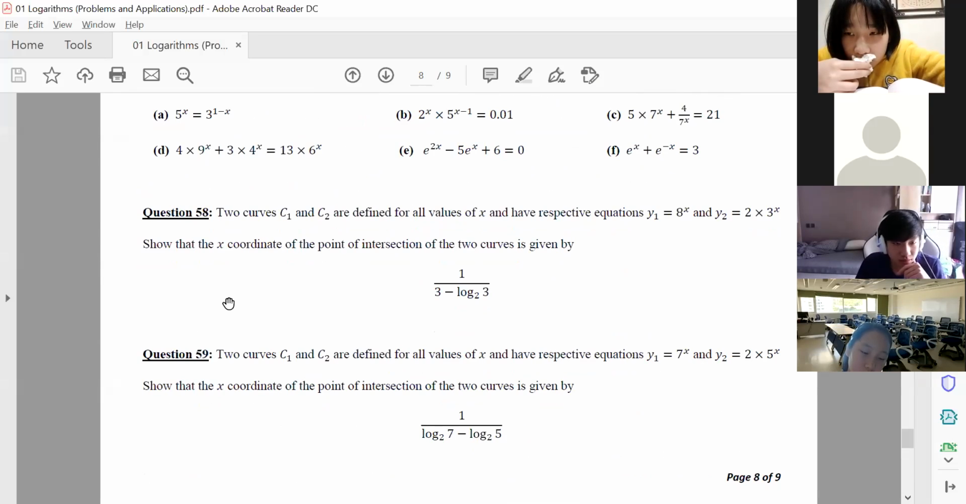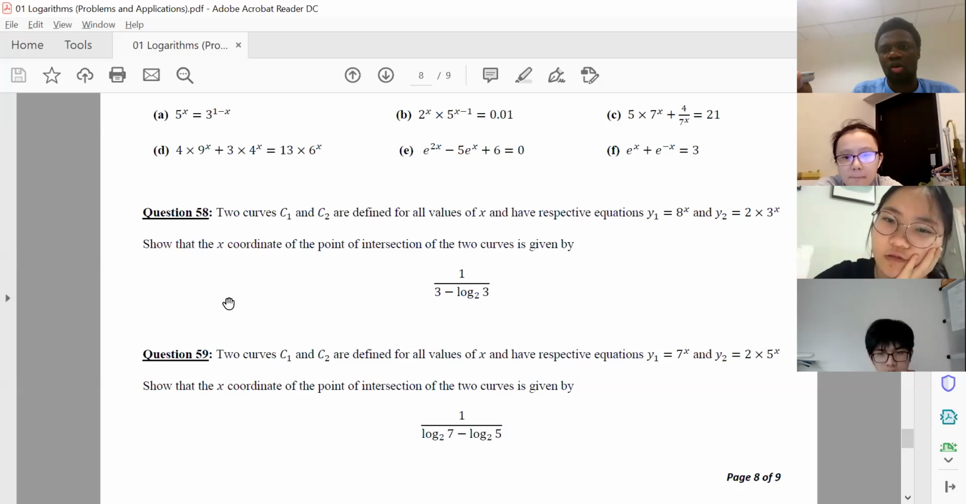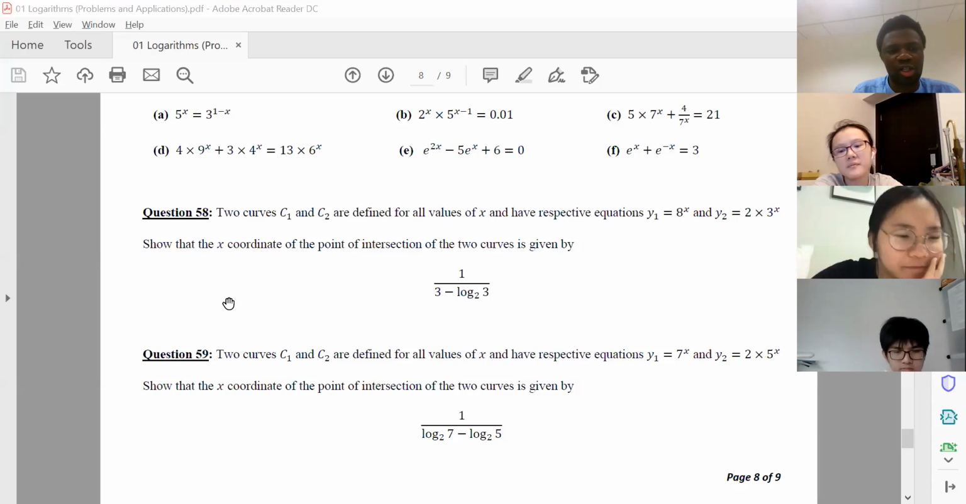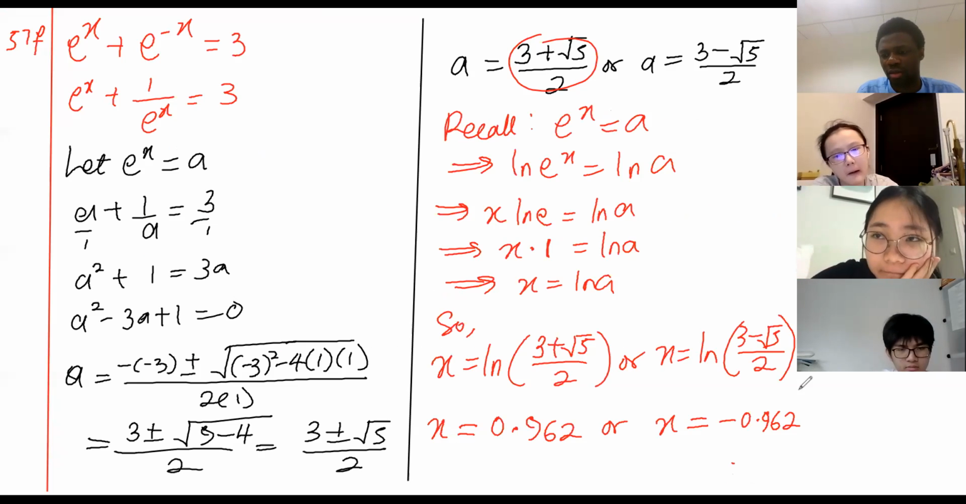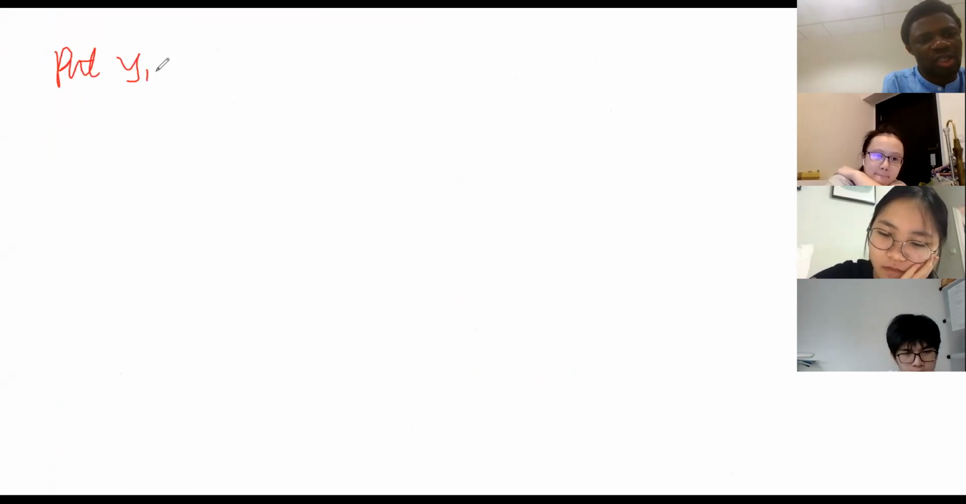What do you do? Hello, what do you do, please? Put y1 equals y2 and then. That's all. Put y1 equals y2. When you put y1 equals y2, you solve the equation because it's going to look like number 1. It's going to look like this. Okay? You put y1 equals y2, like she said.